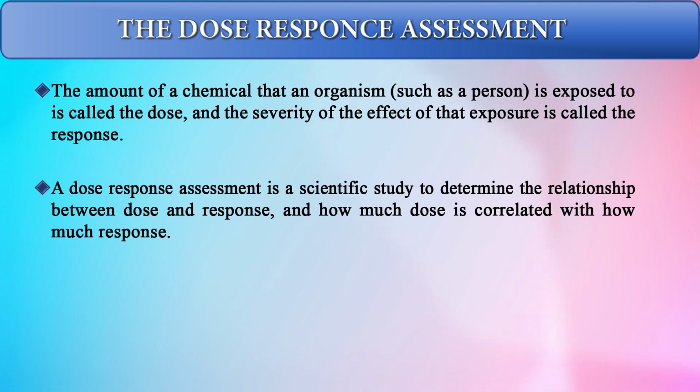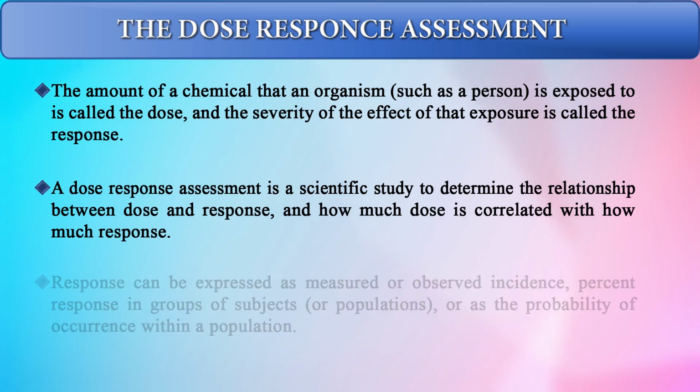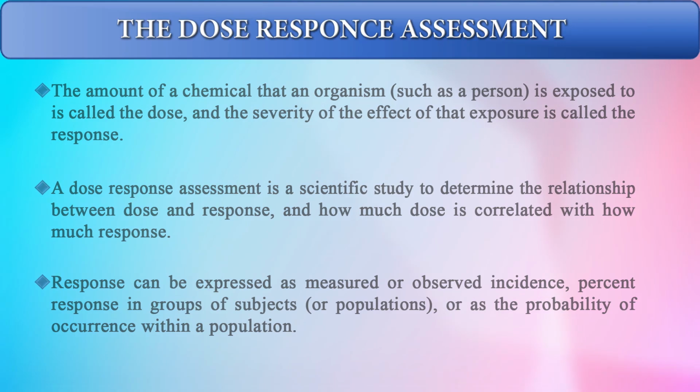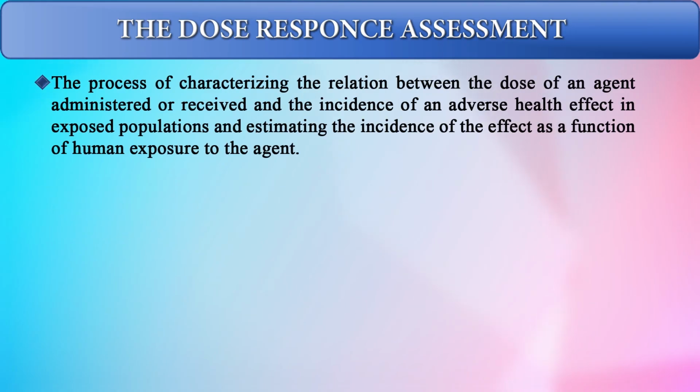A dose response assessment is a scientific study to determine the relationship between dose and response, and how much dose is correlated with how much response. Response in this way can be expressed as measured or observed incidence, percent response in a group of subjects or population, or as the probability of occurrence within a population. It is the process of characterizing the relationship between the dose of an agent administered or received and the incidence of an adverse health impact in an exposed population, and estimating the incidence of the effect as a function of human exposure to the agent.